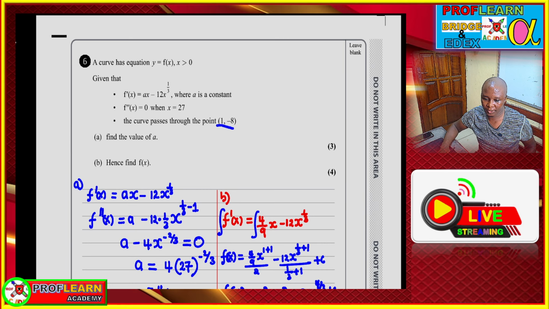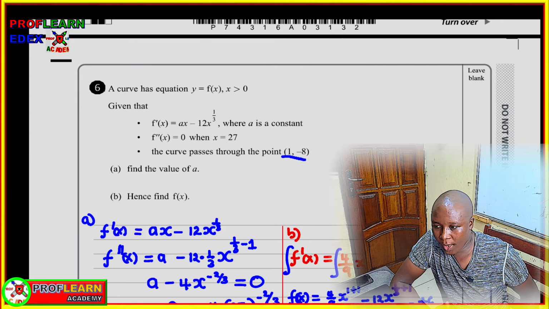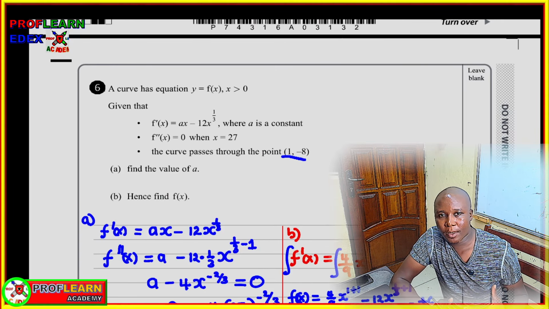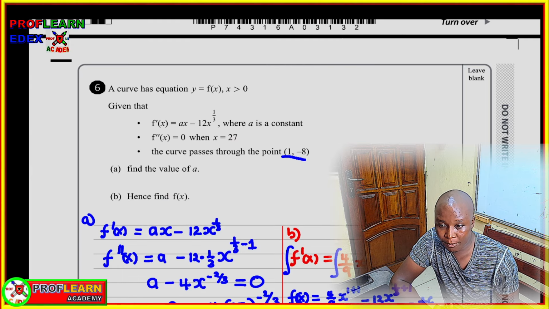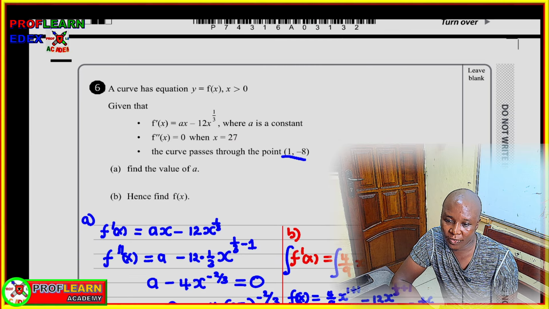Before you sit for that exam, you must be able to work out questions where you can find a function when you're given the gradient function. You can see here we are given f prime of x, and then you are supposed to find the function f of x.